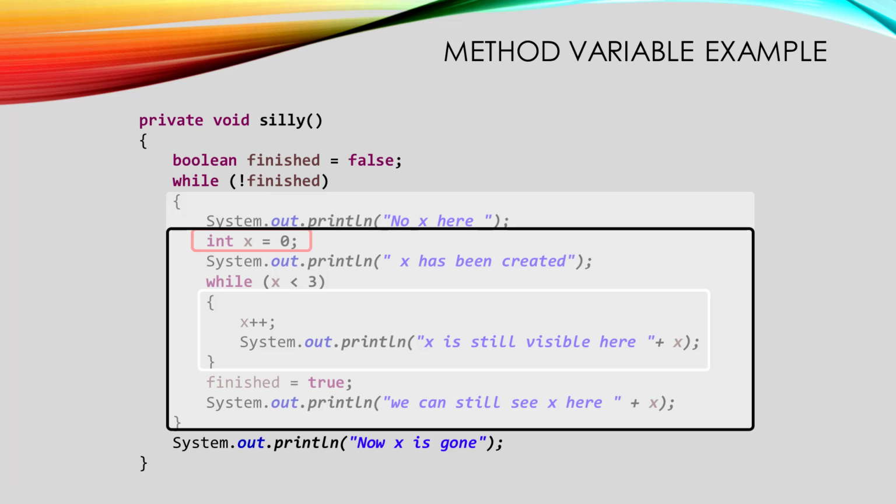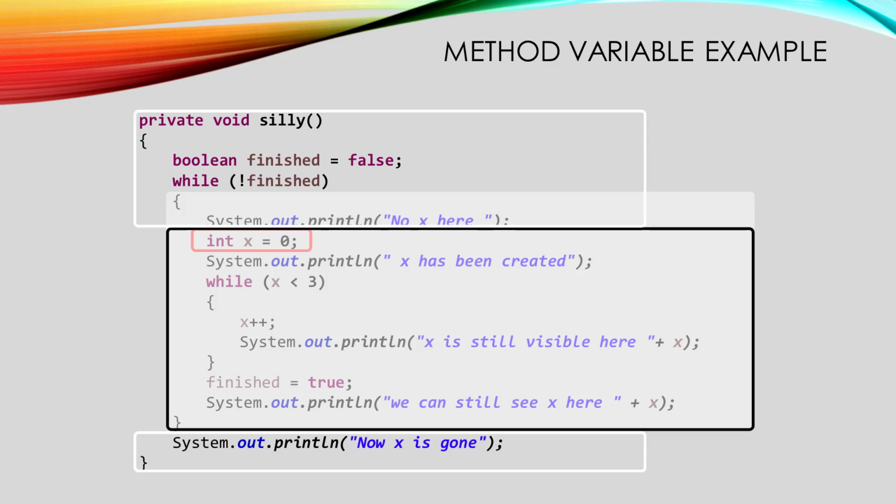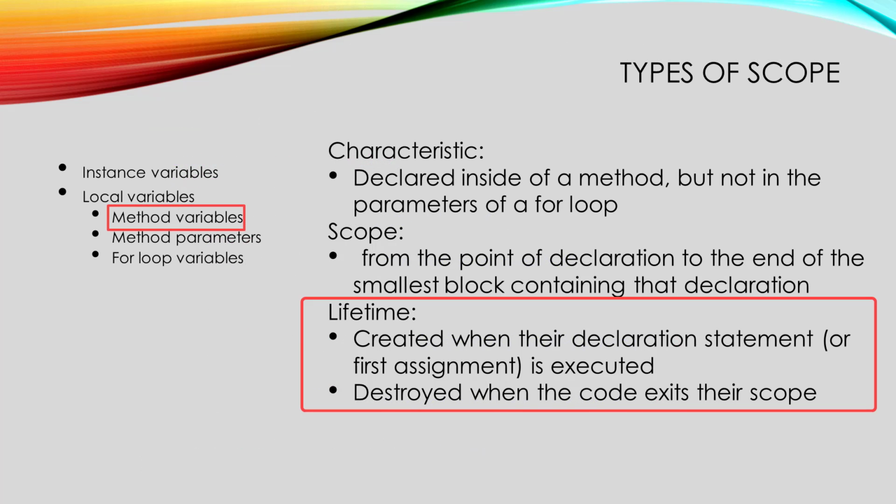Notice that there can be blocks inside the block containing the declaration, and x is still visible in those blocks. However, the code before its declaration, or after the block containing that declaration, can't see x at all. The lifetime of method variables is closely connected to their scope. They are created when their declaration is executed, or sometimes when they are first used, and they exist until the program exits their scope.